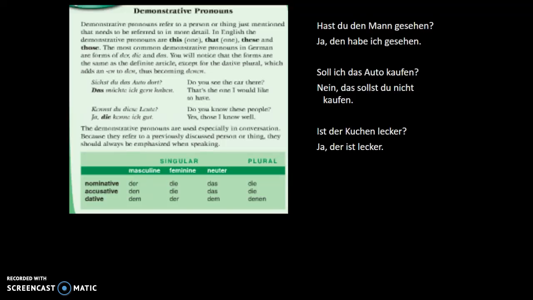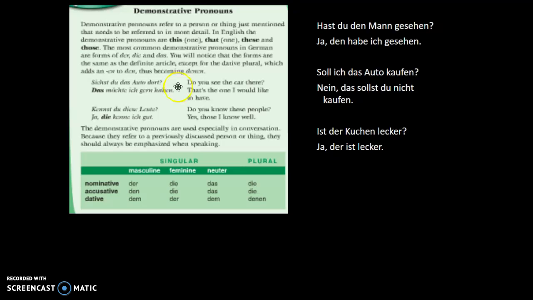Sometimes I want to be able to talk about something and not have to name it by name. Sometimes I want to pick something out of a list, and for that I can use my demonstrative pronouns. An English example is asking the question, do you see the car there? And if I want to say, yes, that's the one I would like to have, you can use a demonstrative pronoun. Or, if you want to say, do you know these people? I could say, yes, I know those, as in those people, well.